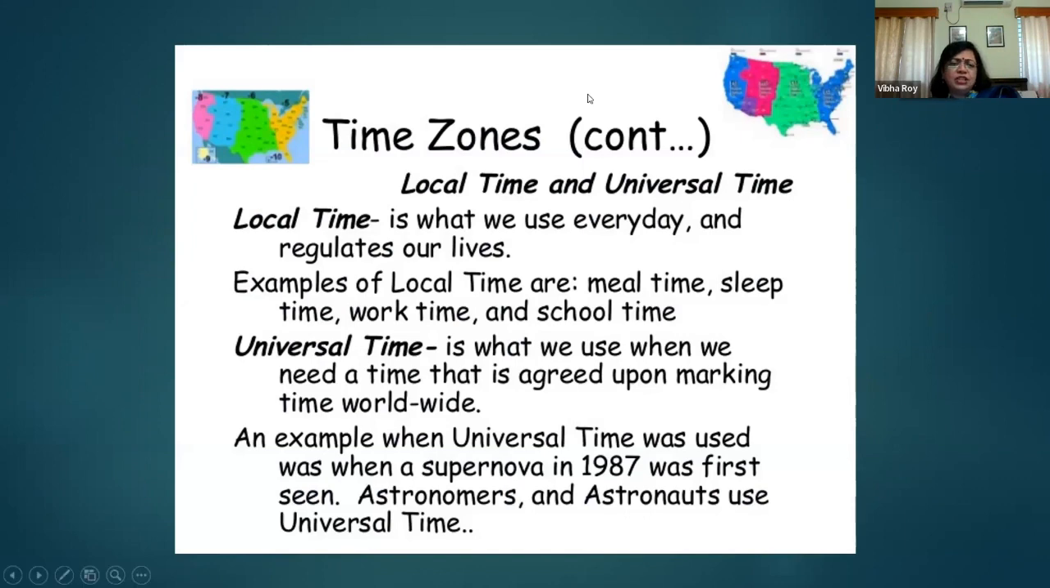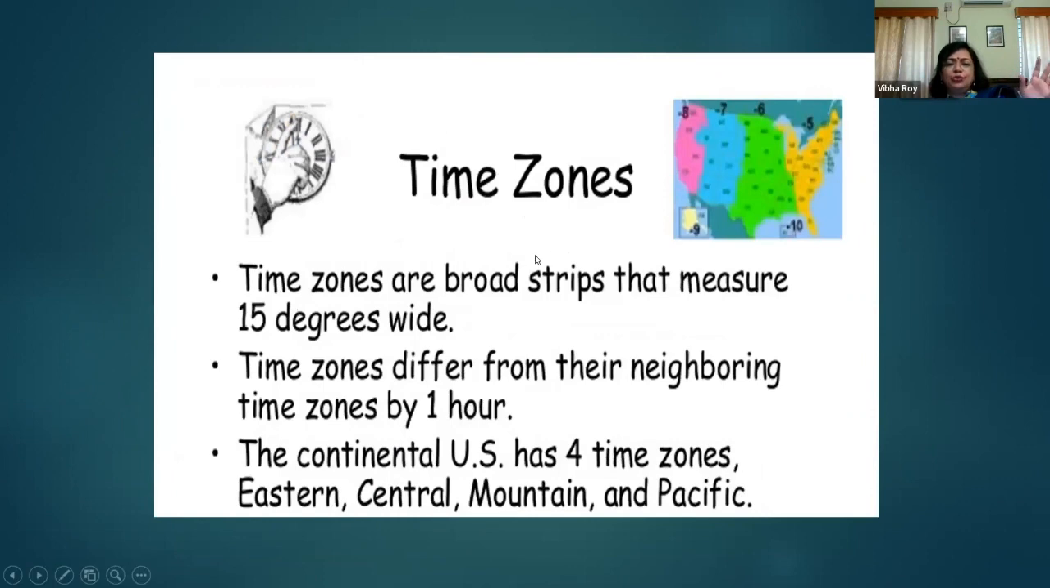Local time is what we use every day and regulate our life with. That is, we are using local time when we are eating, sleeping, seeing the sun, and doing a lot of things. Universal time is the time that is agreed upon and marked worldwide, that is, the time zones which we use. The time zones are broad strips that measure 15 degrees wide. Each time zone differs from the neighboring time zone by 1 hour, because 1 hour means 15 degrees.